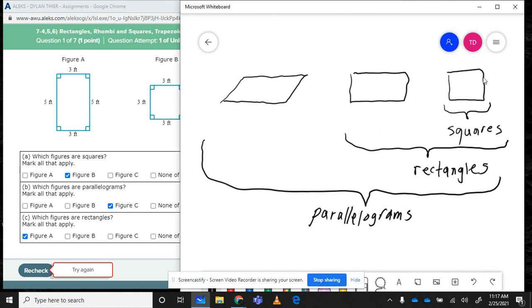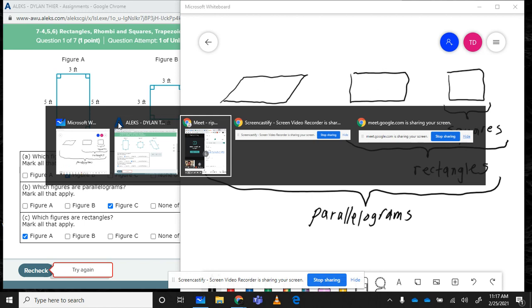So squares are things that have four equal sides. So if you don't have four equal sides, then you are not a square. So for example, this guy is not a square. However, all you need to be a rectangle is you have to have two sets of equal sides. I believe that's true. You might need to have 90-degree angles as well.